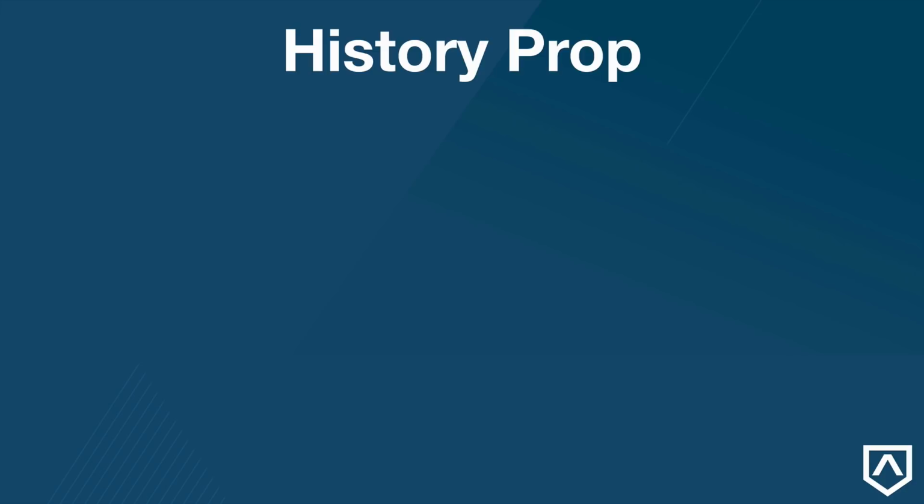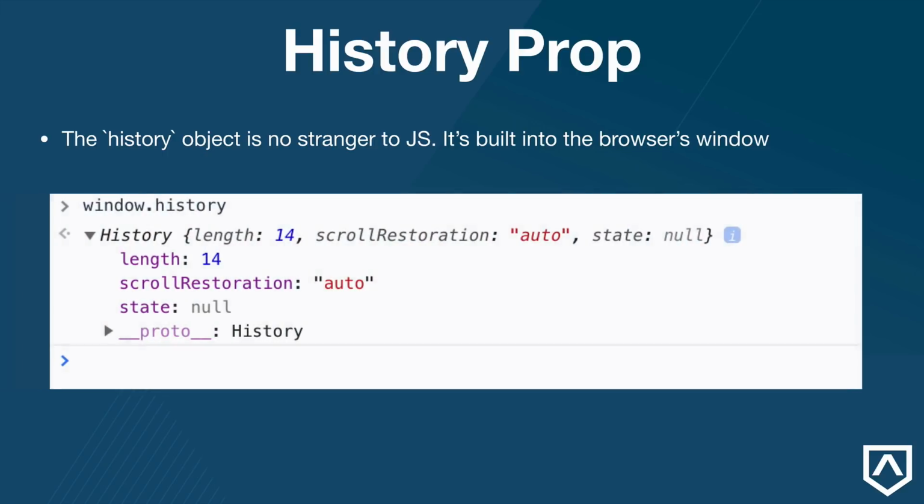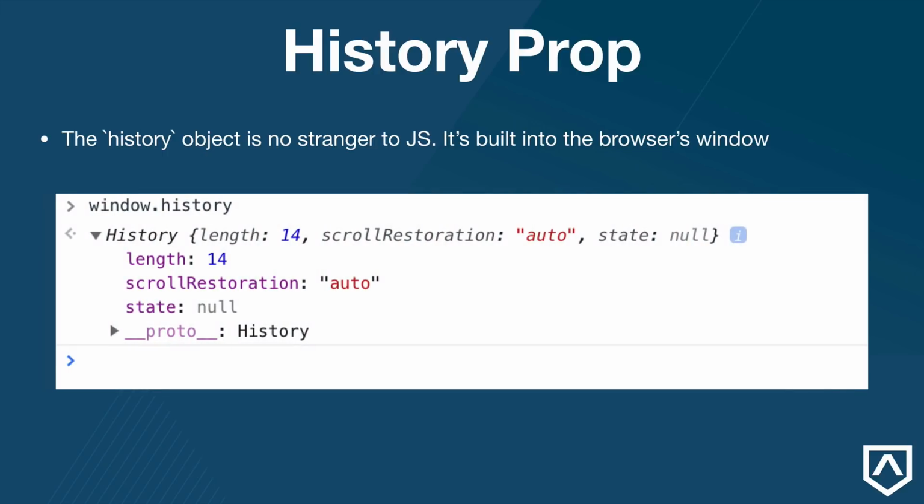So what is the history prop? Where does this thing come from that we've seen in our props that React Router gives us? Well, the history object is no stranger to JavaScript. It's built into the browser's window. In fact, the history object from the browser is actually based on the actual window API. So you can go and access it. You can just type in your console window.history and you can see what this object gives us.